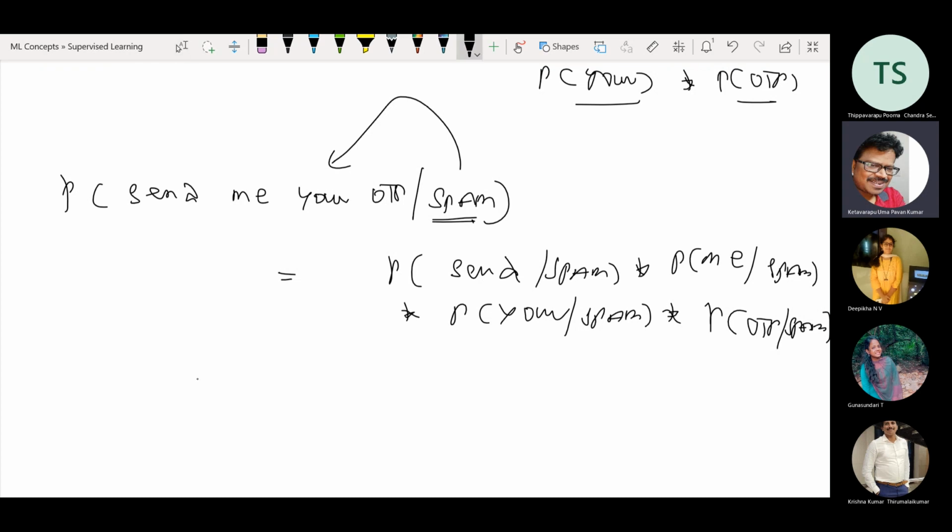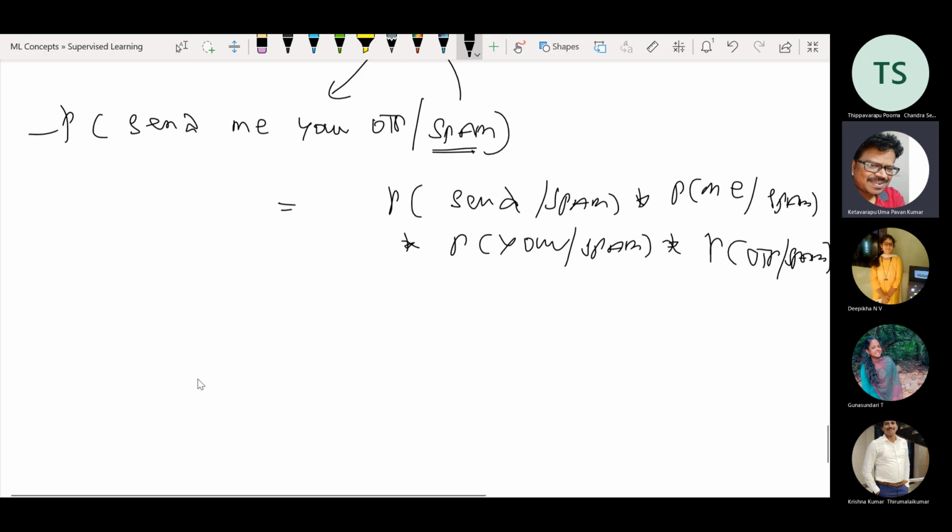And similarly, another statement to understand in a better way, just observe here, guys. Probability of send me your one-time password OTP, and I'm assuming this is a non-spam statement.